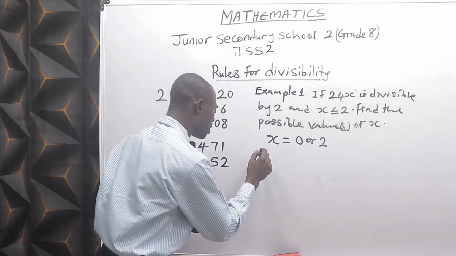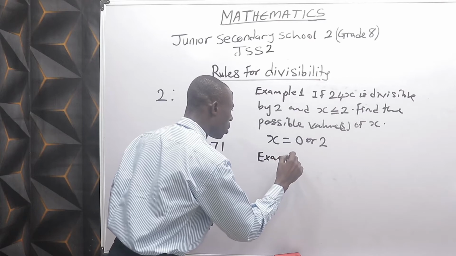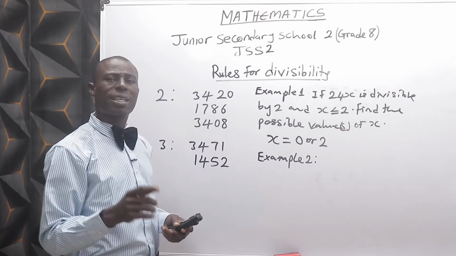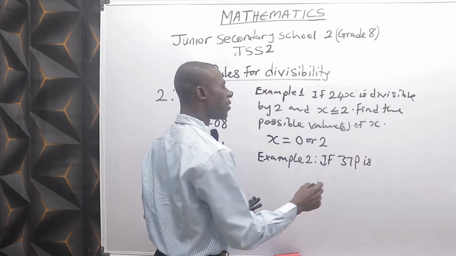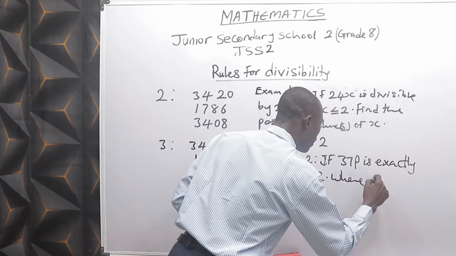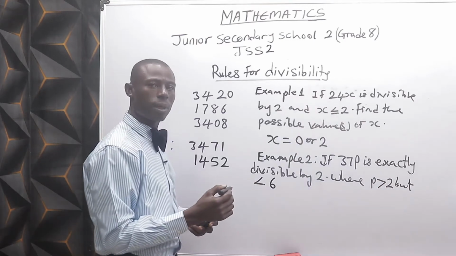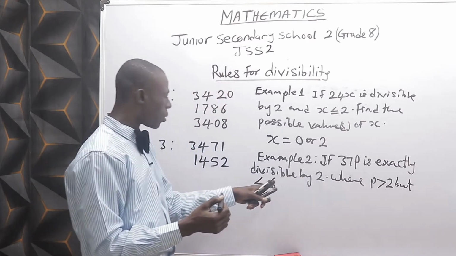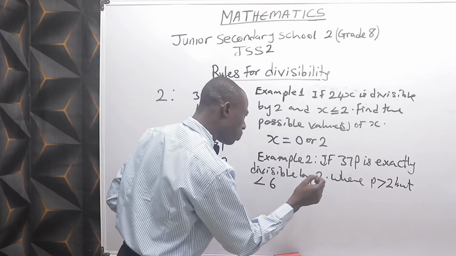Let's consider another example. Example 2. If 37p is exactly divisible by 2, where p is greater than 2 but less than 6. Now let's consider, what could p be?